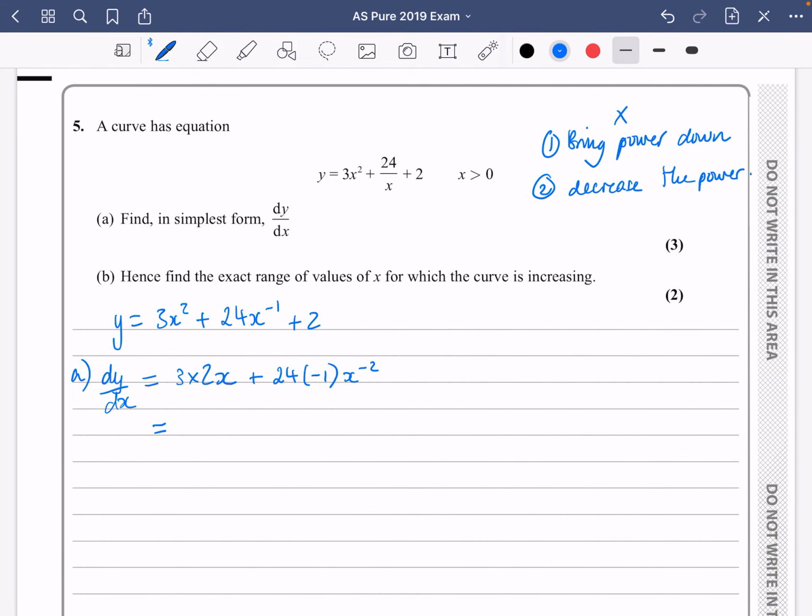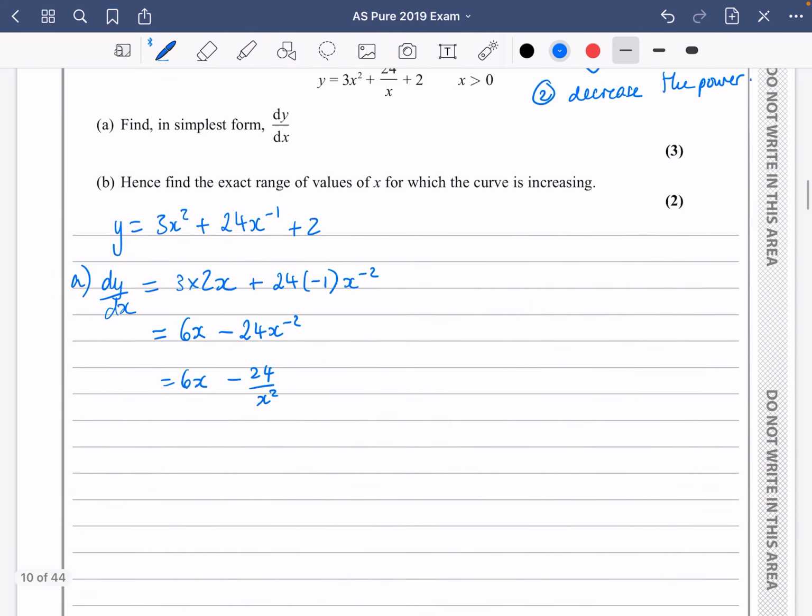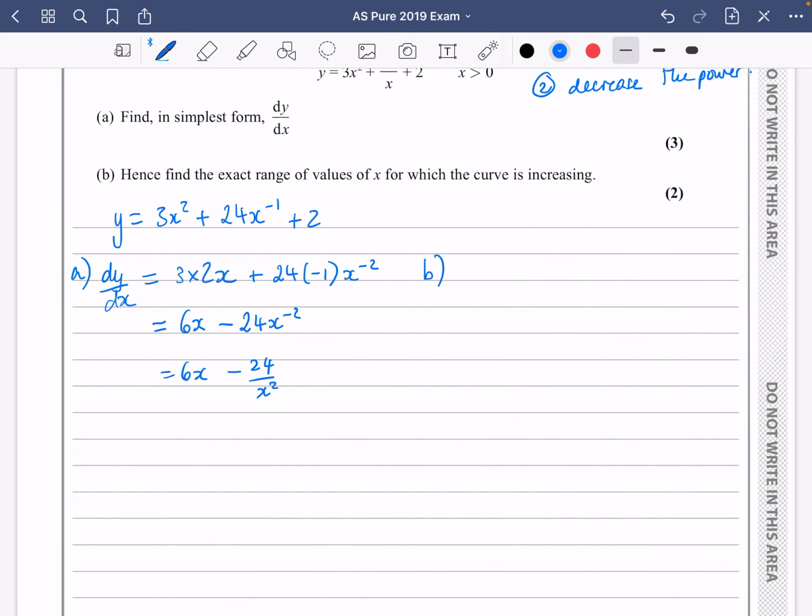So I just need to simplify this. 3 times 2 is 6x, and I have minus 24x to the minus 2. And if you wanted to, you could write that as 6x minus 24 over x squared. That's the first part of the question done. The second part of the question says, find the exact range, which means we can't use decimals, of values of x for which the curve is increasing.